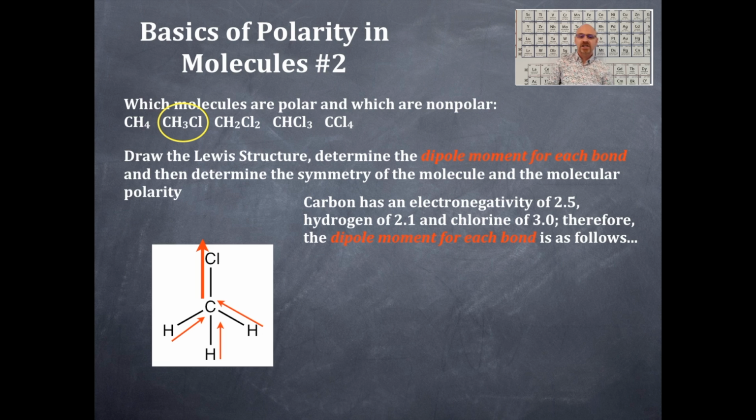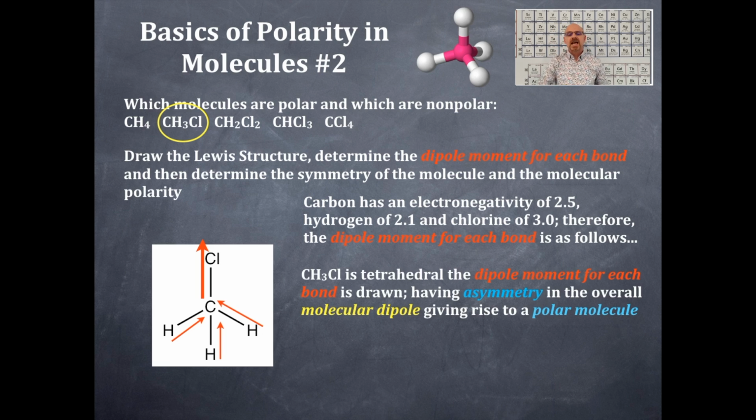Okay, so check this out. CH3Cl, it's tetrahedral, right? It has a dipole moment. We have drawn those there for you. And it is an asymmetrical molecule. Because it's an asymmetrical molecule and it has polar bonds, it is a polar molecule. All right, we got that one done. That's number 2. Let's do number 3 here.